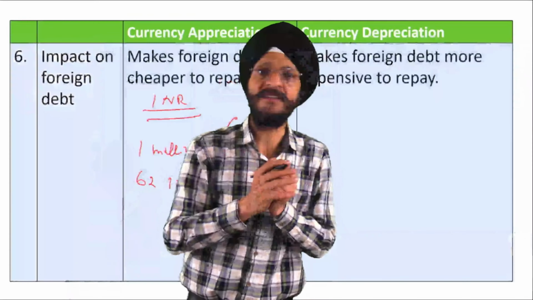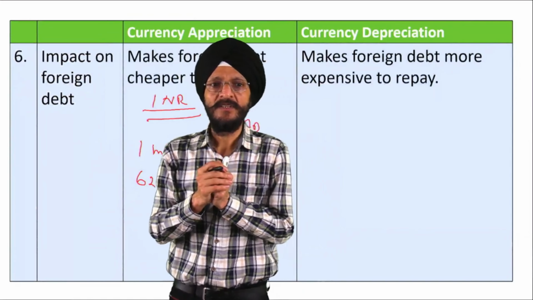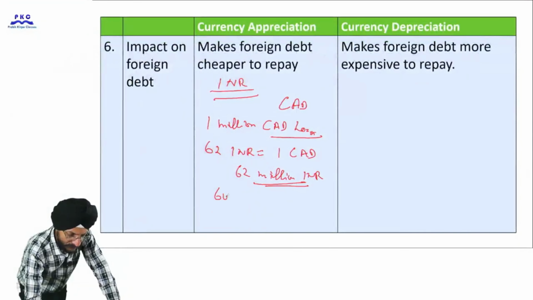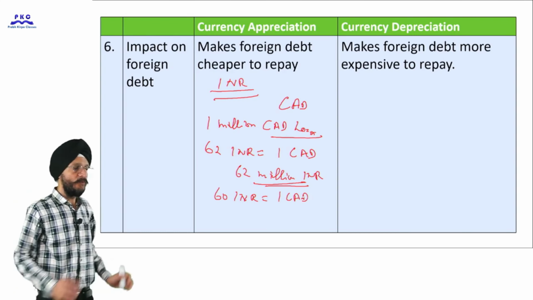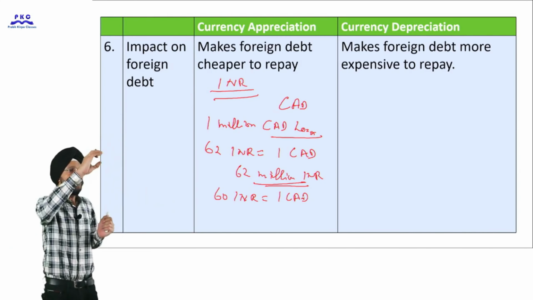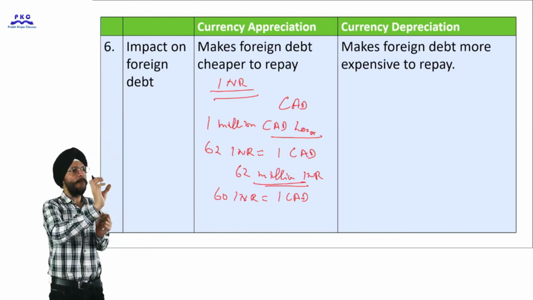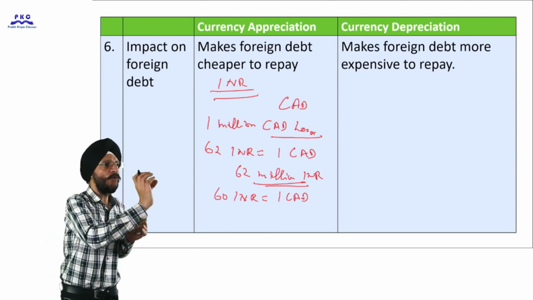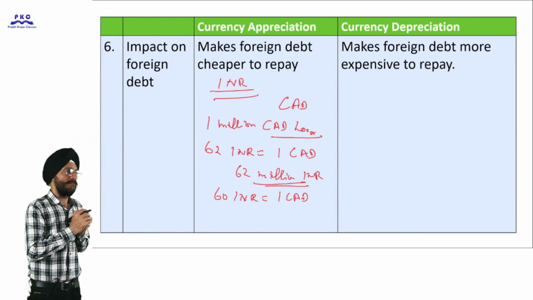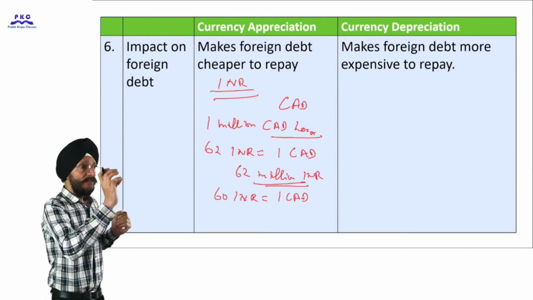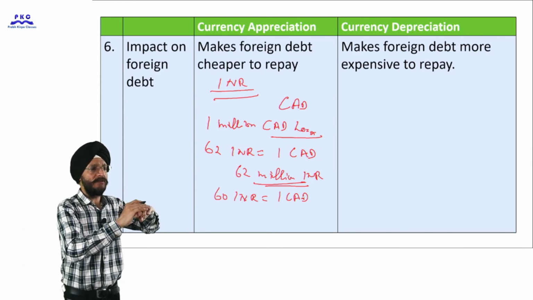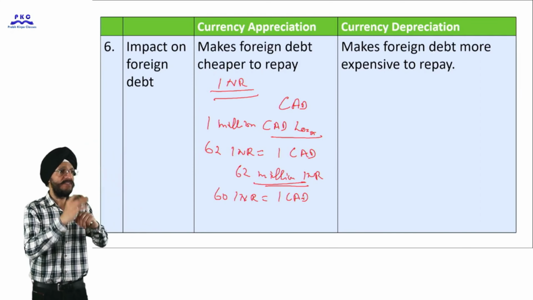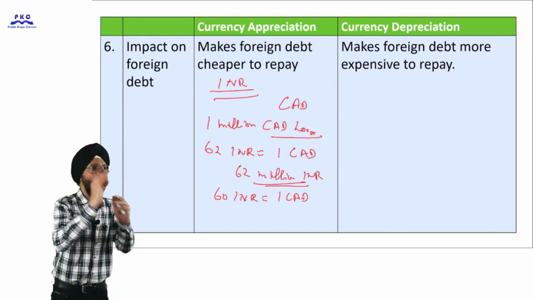Suppose the value of Indian currency appreciates. What does it mean? Suppose the value of Indian currency appreciates and now 60 Indian rupee are equal to 1 Canadian dollar. We are simply assuming that the value of the domestic currency of India, that is the Indian rupee, has appreciated and now 60 rupee are equal to 1 Canadian dollar. So suppose the loan has been taken today and the amount is 62 million Indian rupee, or 1 million Canadian dollar.